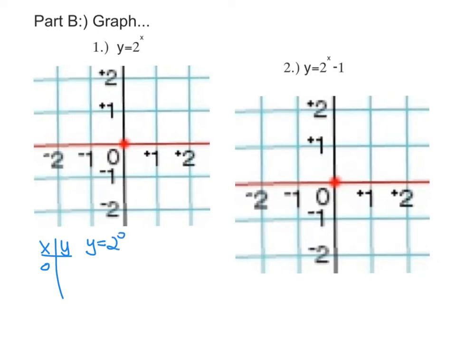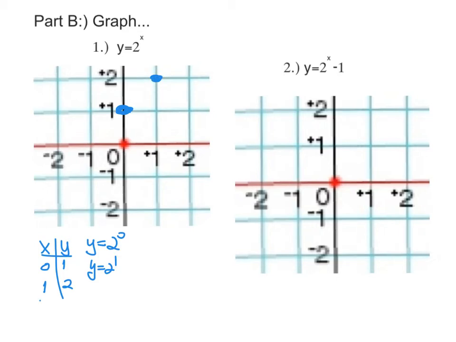It would be 2 to the 0. Well, anything to the 0 power is 1. That means that my y-intercept is going to be here at 1. And maybe we pick another point, 1. Y equals 2 to the first power. That would be 2. So that's the point 1, 2.